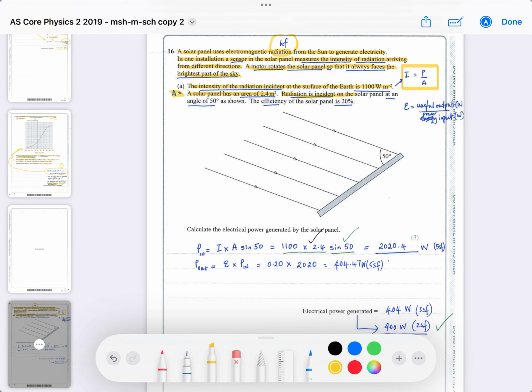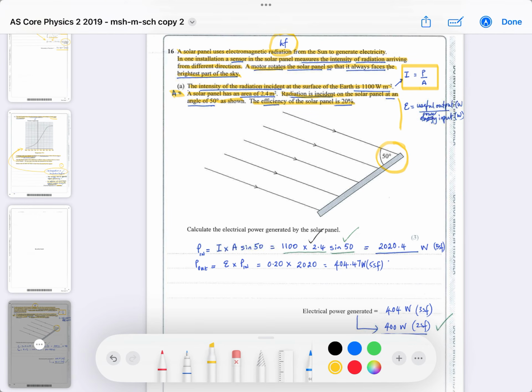Radiation is incident on the solar panel at an angle of 50 degrees as shown. So here's the 50 degrees. Now we would ideally like it to be at right angles. And then the efficiency of the solar panel is 20%.